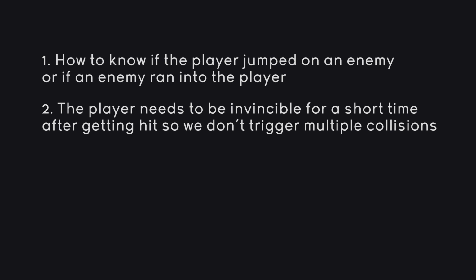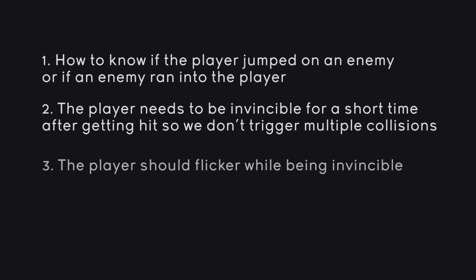But once we have an invincibility timer, we also have to signal this to the player. So we have to make the player flicker a tiny bit. And in my case, I use the alpha values for this. So the player is going to alternate between being visible and invisible as long as we are invincible, which is a very short period of time.